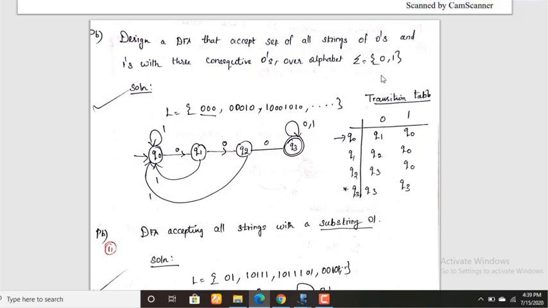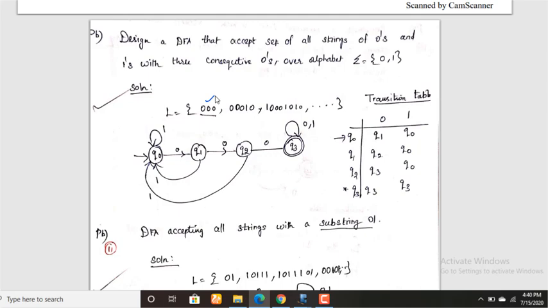So first step, write the language for the given problem. So a simple string 000. Okay. So this 000 is a simple string for this problem. So in a string, the appearance of 0 should be continuously 3. After that, 0s and 1s can appear in any combinations.